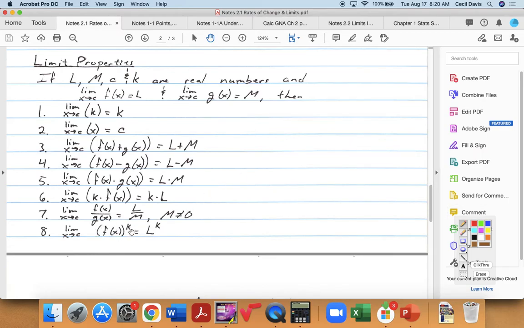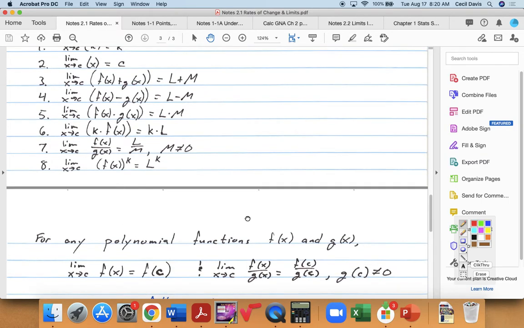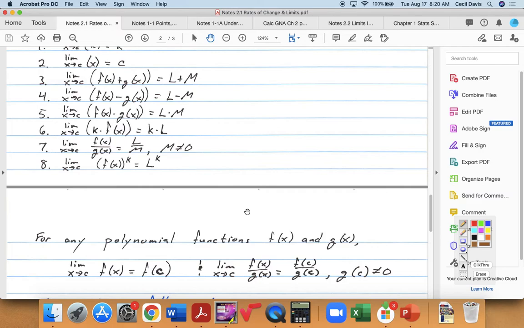And we can also raise it to a power, as long as that power is some constant. So, one of the other nice things, for any polynomial functions, f of x and g of x, if we're just doing a polynomial, we can simply substitute the value into the polynomial to find the limit. Why is it that works so nicely? Because polynomials, when you're drawing them, do you ever pick up your pencil to draw them? For a polynomial? No, you never do.